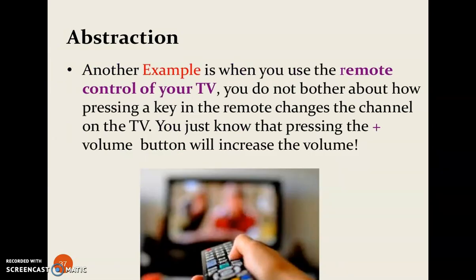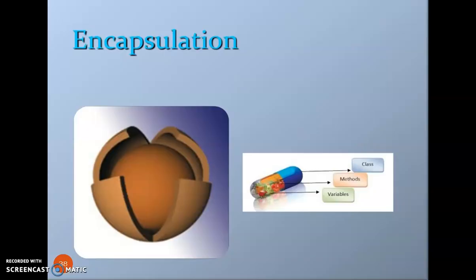Another example, when you use the remote control of your television, you do not bother about how pressing the key in the remote changes the channel on the TV. If you press the plus button, that is the volume button, it will automatically increase the volume. So the user won't bother about the internal changes, the electronic changes in the television. That is abstraction. The next concept is encapsulation.